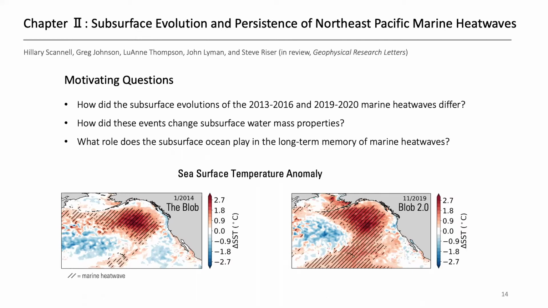So the red is indicating above average sea surface temperature anomalies, and blue is colder. The diagonal lines here are indicating where the sea surface temperature exceeded the 90th percentile, and so we consider that a marine heat wave. So you can see that the marine heat waves covered a pretty much similar area between both of these events.